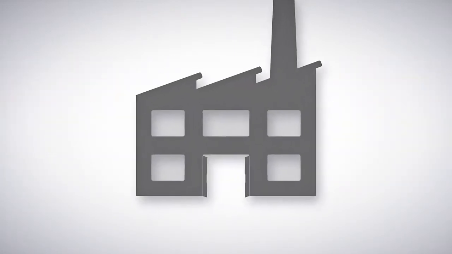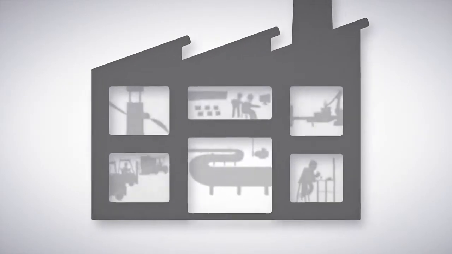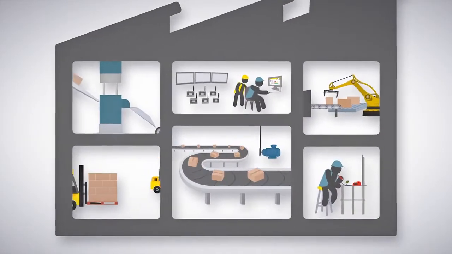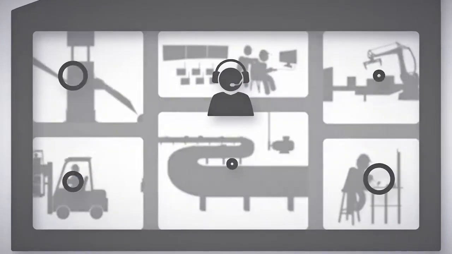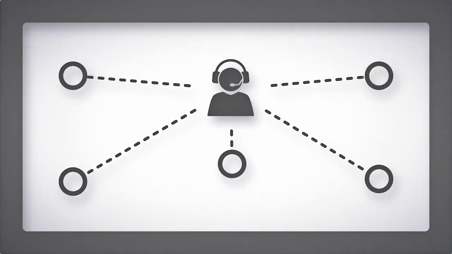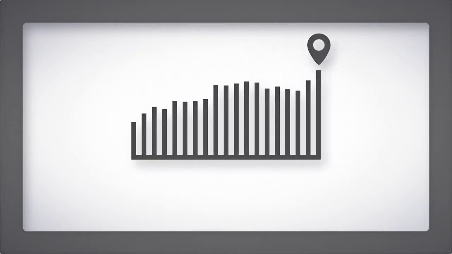Manufacturing plants are bustling with activity. Machines, workers, production lines. It can be challenging to maintain a comprehensive view of what is happening in real time. But what if you could remotely monitor the status of your equipment or get instant alerts when there's a problem? What if you could collect critical production data to track and improve long-term performance trends?